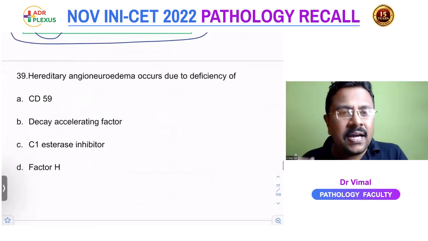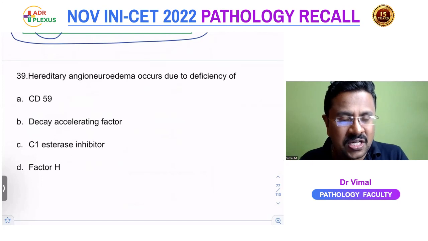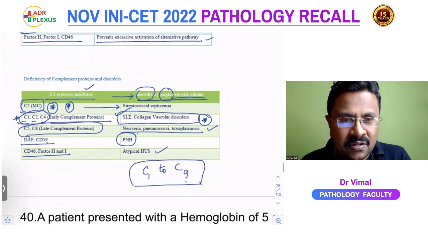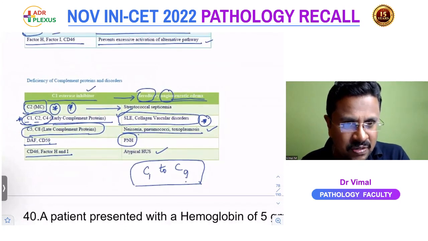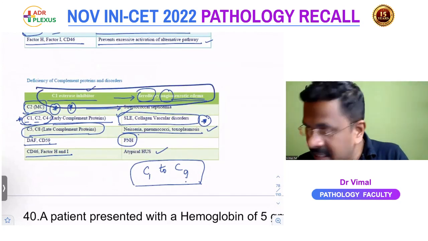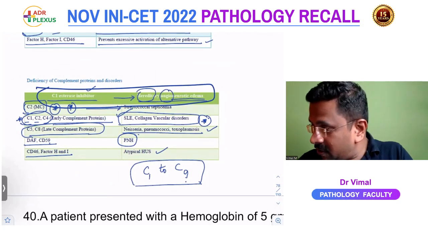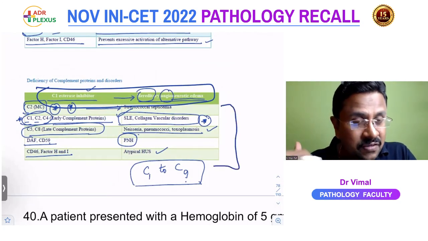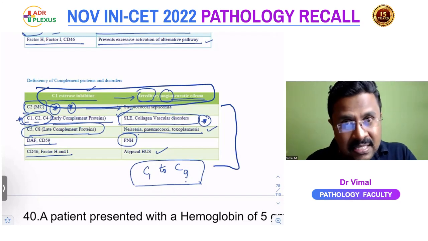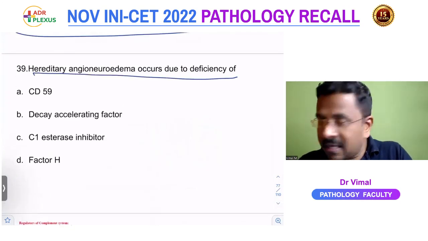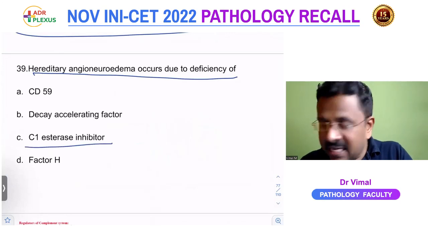Moving on to the next question. Hereditary angioneurotic edema occurs due to the deficiency of? Yes, this is a straightforward question, which we have discussed about the different types of deficiency of the complement proteins and their disorders. If you remember the point which we highlighted, hereditary angioneurotic edema occurs because of the deficiency of C1 esterase inhibitor. I told you to remember the other points, the deficiency of the other complement proteins also. Just remember, this can be asked in the subsequent exams. So the answer here: hereditary angioneurotic edema is due to the deficiency of C1 esterase inhibitor.